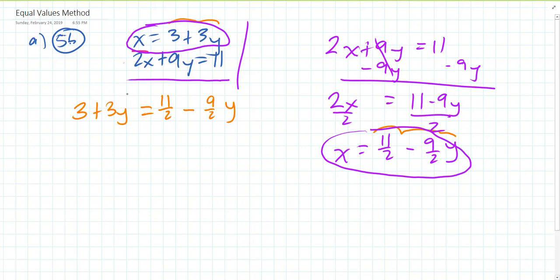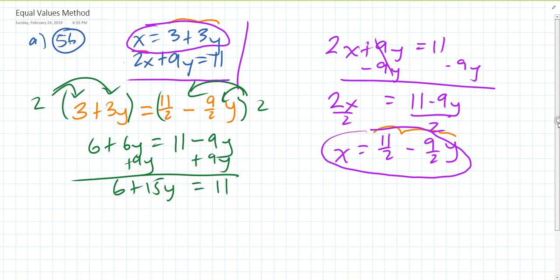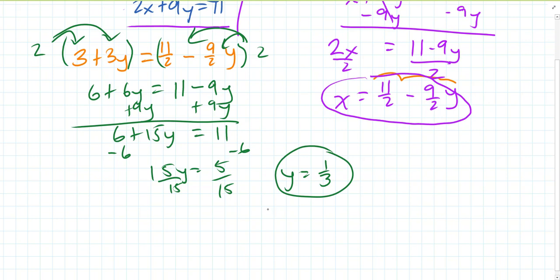So this is just using algebra skills. I'm just going to use fraction busters, multiply everything by 2. Distribute the 2, so I have 6 plus 6y equals, distribute the 2 here, 11 minus 9y. And then just solve for y. Plus 9y, plus 9y, 6 plus 15y equals 11. And then subtract 6, 15y equals 5. Divide by 15, divide by 15, so I'm going to have y equals 1/3.